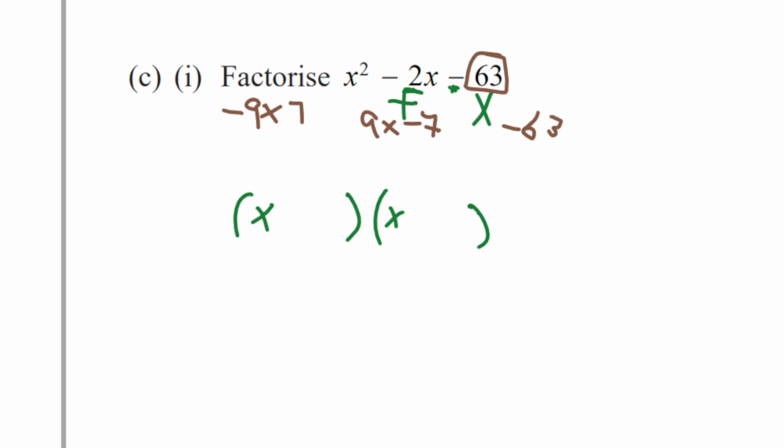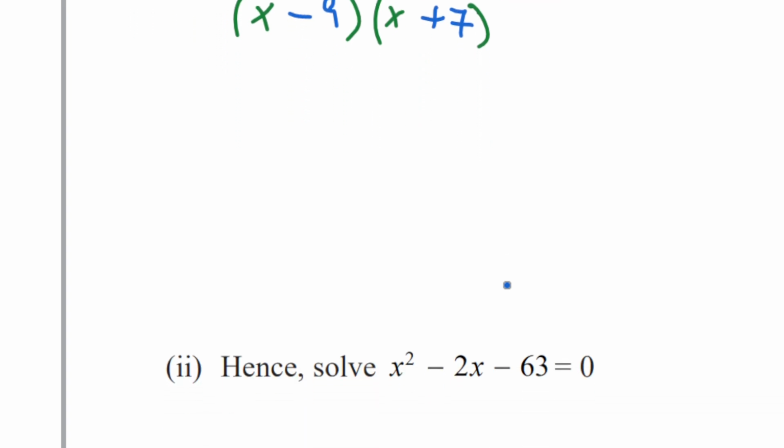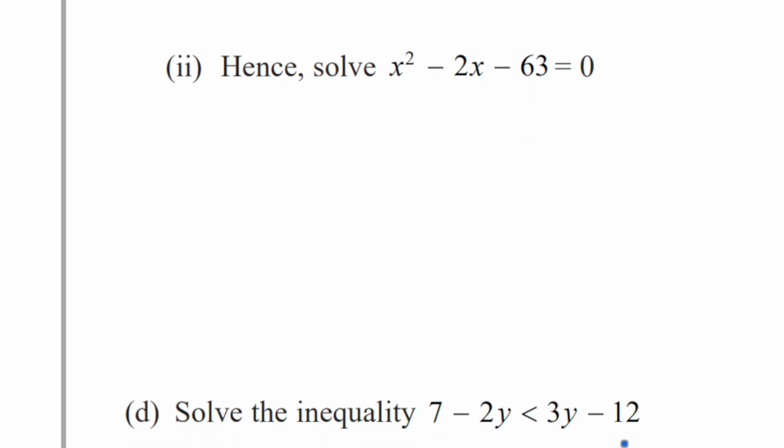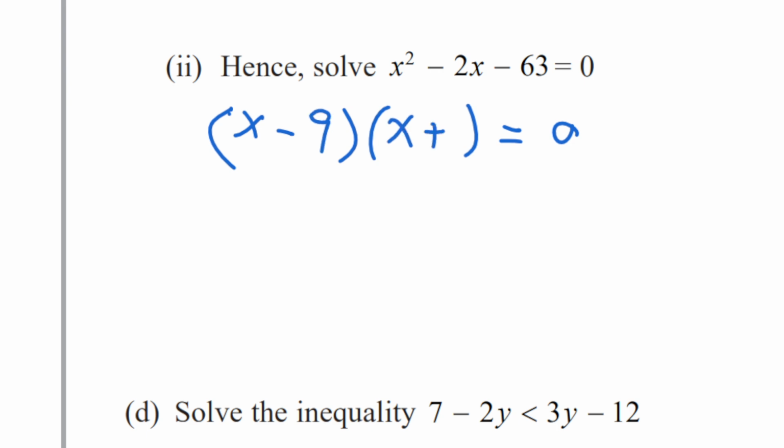But then, which ones add up to negative 2? If you add 9 plus negative 7, it's just positive 2. And if you add negative 9 plus 7, it is negative 2. So this is what we are looking for. So just write negative 9 here and plus 7 here, and you're finished. That's it. How easy. Then they said hence. That means since you factorize, solve. To solve, just bring the brackets we did up there, which are x minus 9 and x plus 7 equals 0.